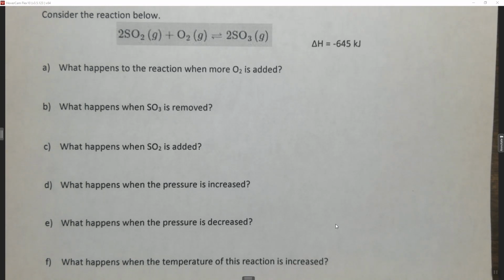But the general idea here of Le Chatelier's principle is if a reaction is disturbed so that it's not at equilibrium, the reaction will shift to re-establish equilibrium. So if you have too much or too little of something, the reaction will shift to get rid of it if there's too much or make more if there's too little. So let's take a look here.